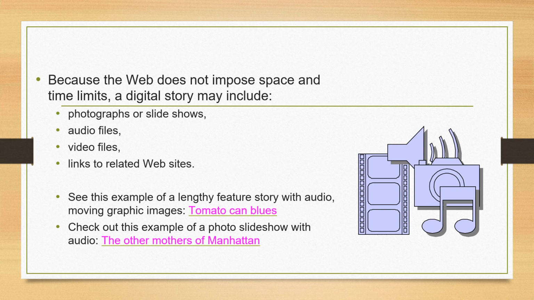There's an example of a lengthy feature story with audio and moving graphic images, almost kind of like a graphic novel. I really recommend that one. That's called Tomato Can Blues, and it's about cage fighting in Michigan. Really neat story. And then also, I've just updated this one for the lecture. This is an example of a photo slideshow, again with some really exciting images and some audio. And this is about the other mothers of Manhattan. And this is about nannies and childcare providers in New York City. So another really great example.